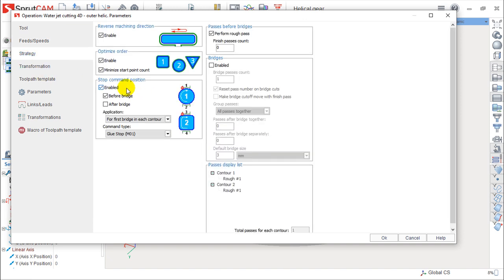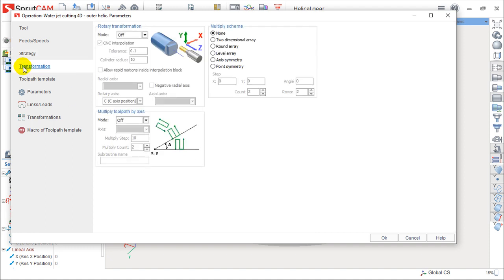Regarding strategy, a couple of differences, because usually we need to have these definitions if reverse is a condition or not. Usually we have multiple contours, so how to control this order. Very important topic of the bridges, positions, if we want to have them or not, and how to control this. And then passes, also having in consideration these bridges, if we do a rough pass or not, and how many passes, and so on. Transformation if necessary.